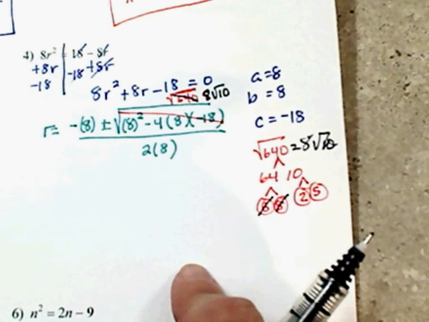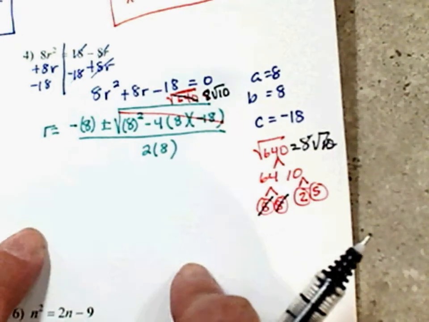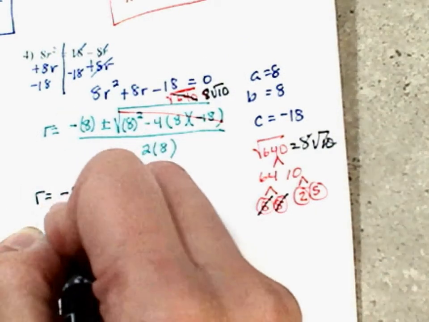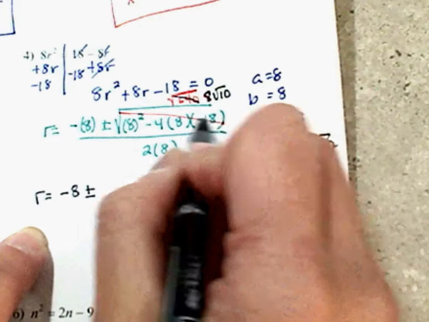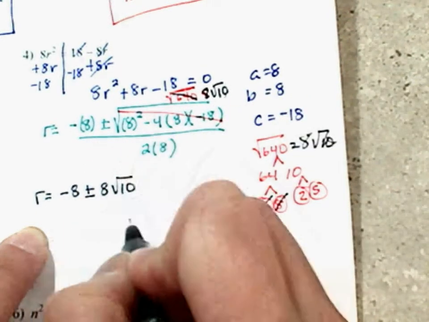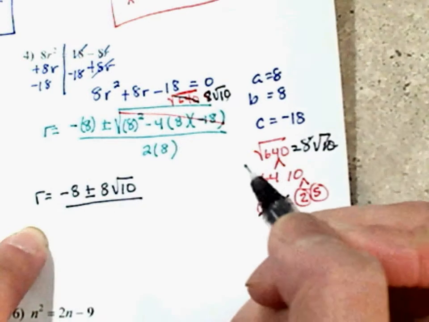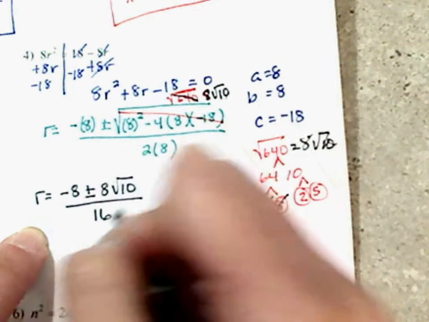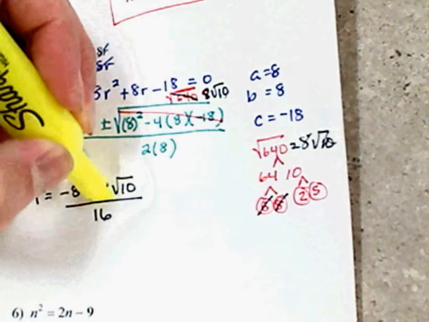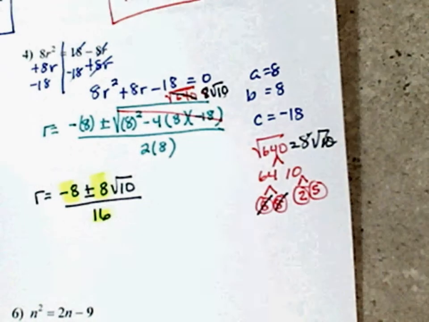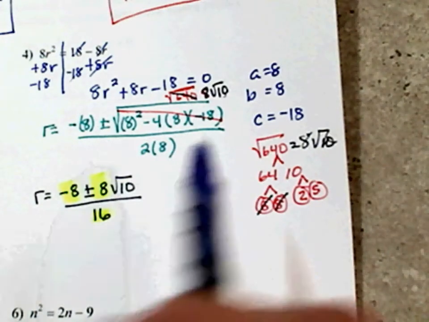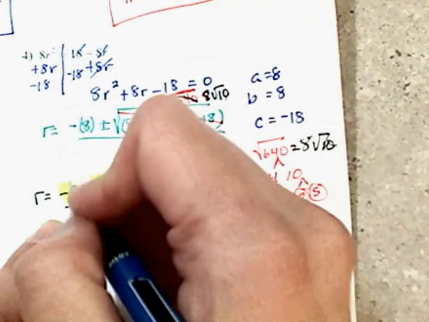All right. So R is equal to negative 8 plus or minus. Instead of writing all of this, what do I have here? 8 square roots of 10 divided by 2 times 8 is 16. Look at your 3 numbers. What number can I divide each one of them by? You can do 2, okay? So 2 would be negative 4, 4, and 8.